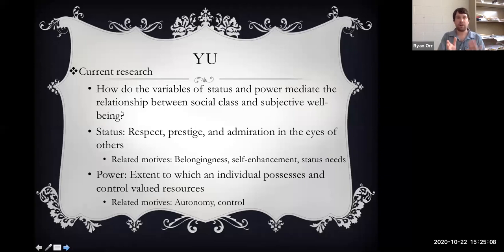So what they're saying is they predict that both variables, status and power, will contribute to subjective well-being, because the more of it you have, the more belongingness you should feel, the more self-enhancement you should achieve, the more you're going to meet your status needs, and the more freedom you're going to have, and the more control you're going to have. And when you meet those needs, you fulfill those drives, you should be happier as a result.